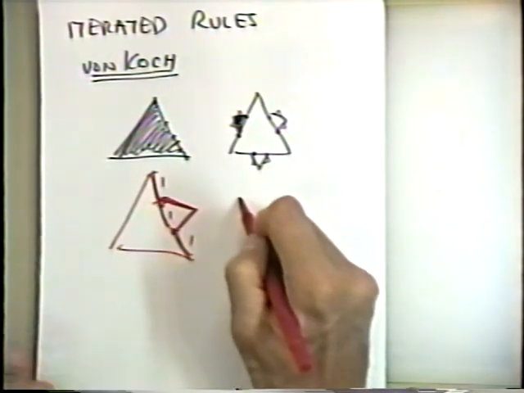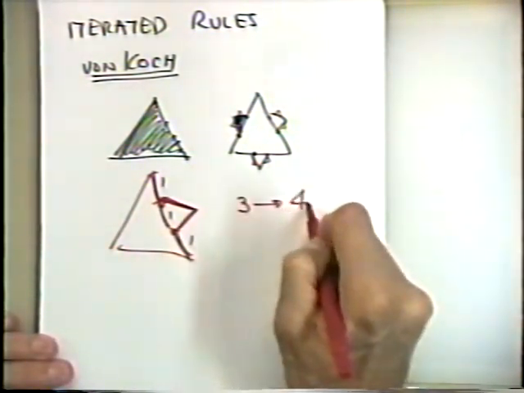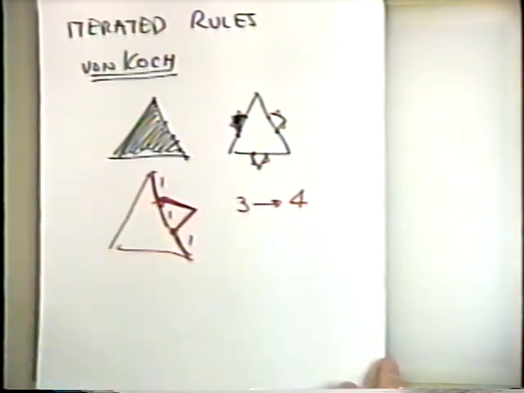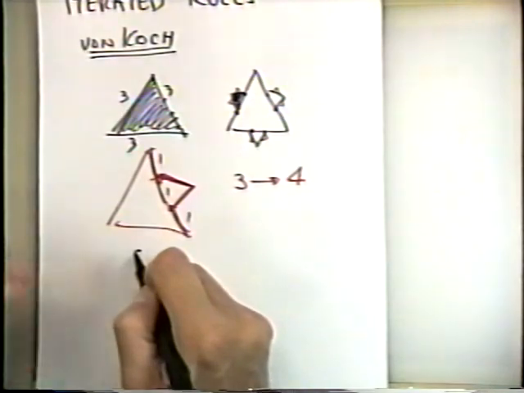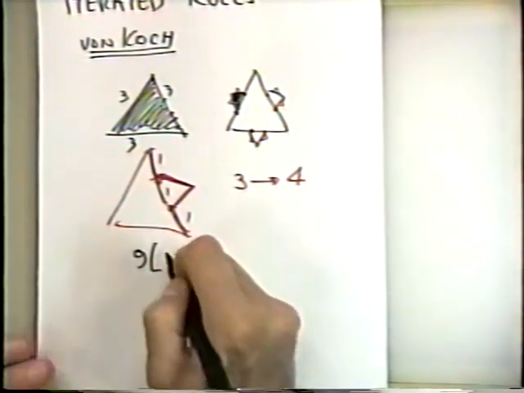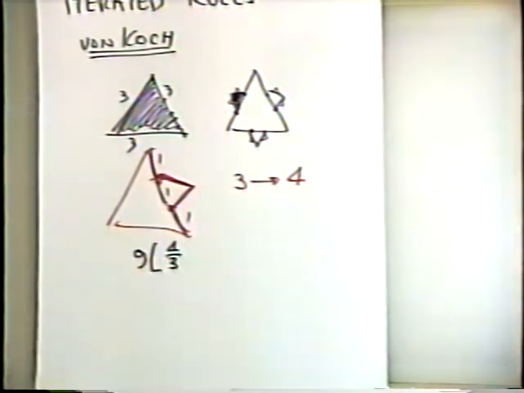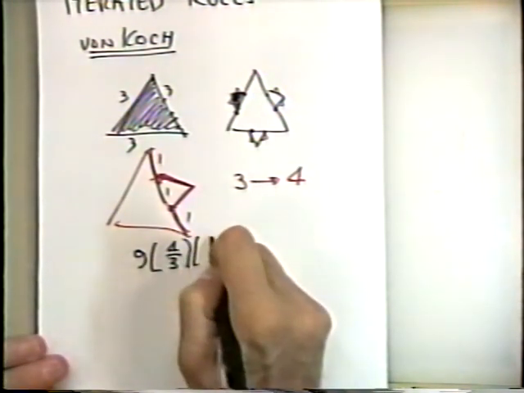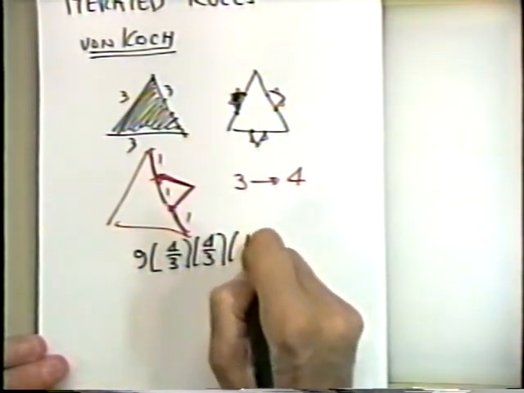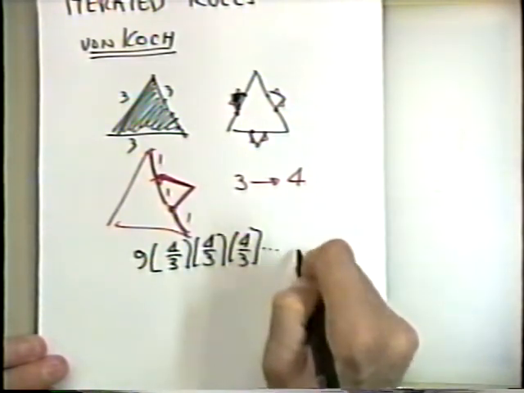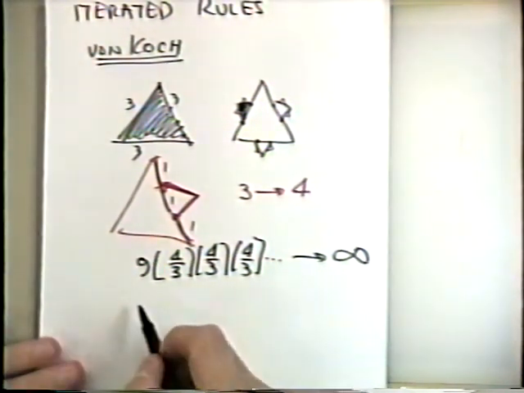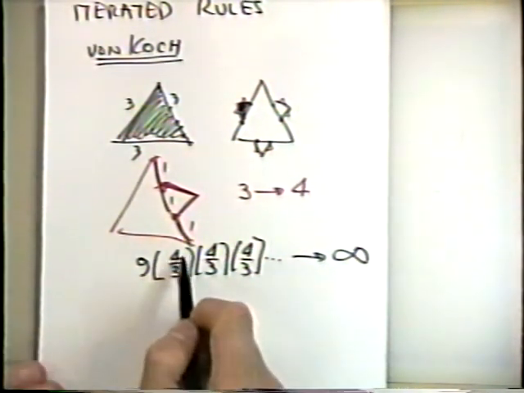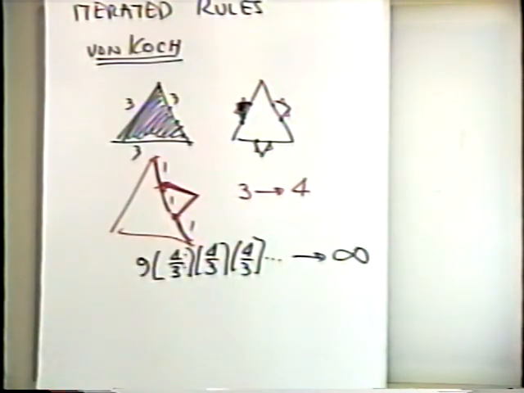So at each stage in the construction, each side goes from 3 to 4 units. So if this initial triangle was 3, 3, and 3, 9 units big, at the next stage of the construction it would be 4/3 times that, and at the next stage the perimeter would be 4/3 longer, etc. So if I keep doing this forever, the perimeter of this thing is infinitely long. Okay? And we'll see that the fractal dimension of this is going to be related to how many new pieces we see as we change the magnification.